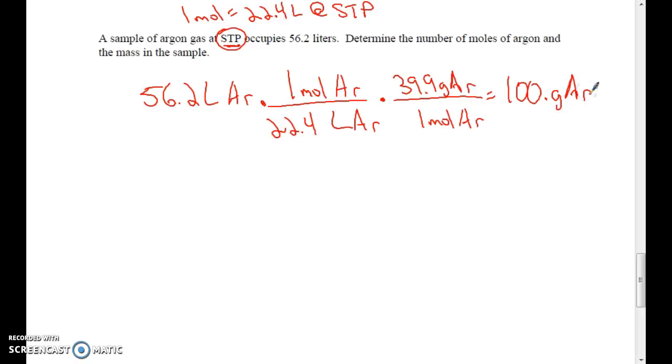It's a little quicker doing it this way, but like I said, you have to be careful. This is specifically at STP. If it was not at STP, this conversion factor would not work. It has to be at STP for that one to work. So pay attention to the wording. I showed you two ways to do that one, although not all ideal gas laws can be done two different ways.